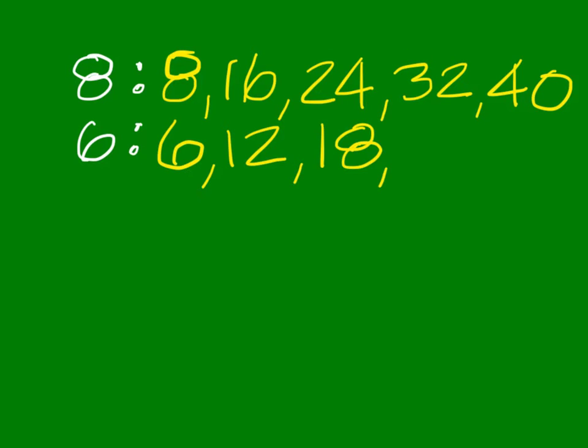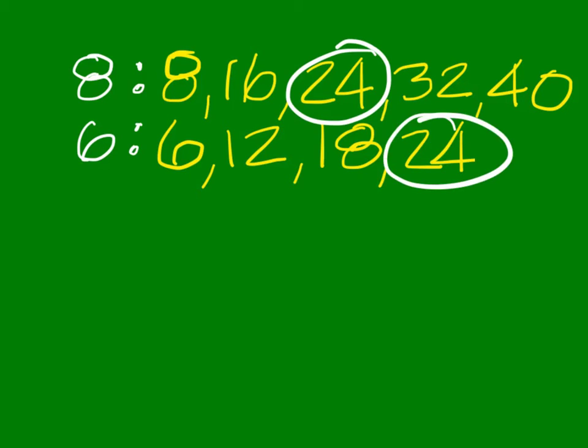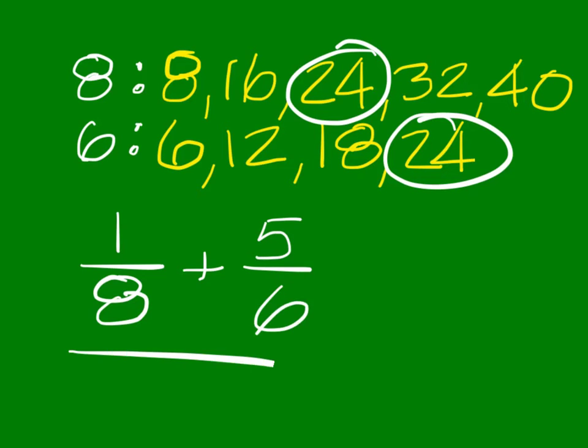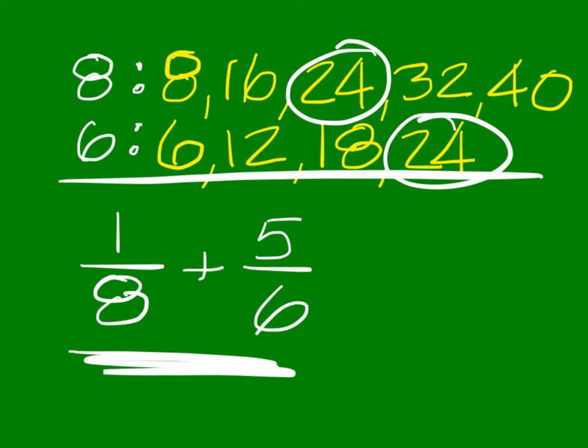18. Then what? Are we finished? What number is it? 24. That's the lowest one they both have in common. So if I had a fraction that was 1 over 8 plus 5 over 6, and I needed a common denominator down here on the bottom, that's how you would find it. So you would change them to 24s, and from there you would do some other stuff that we're going to get to.